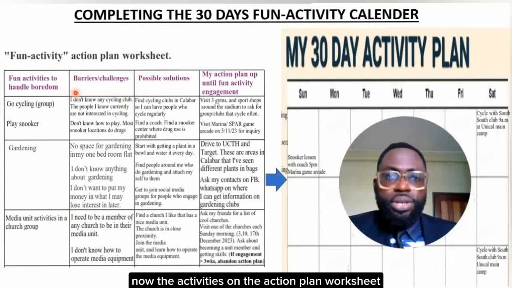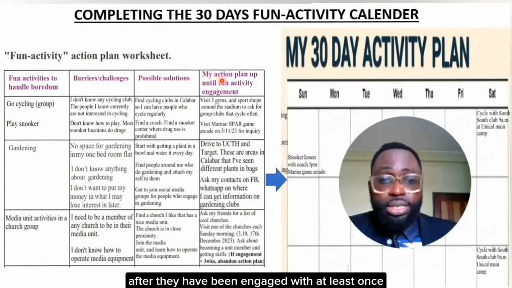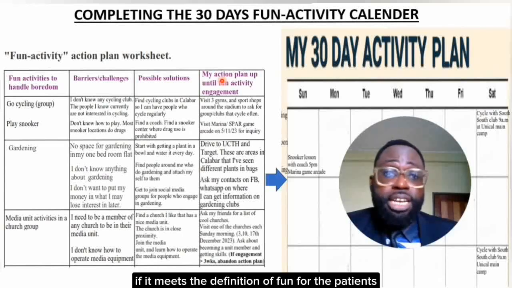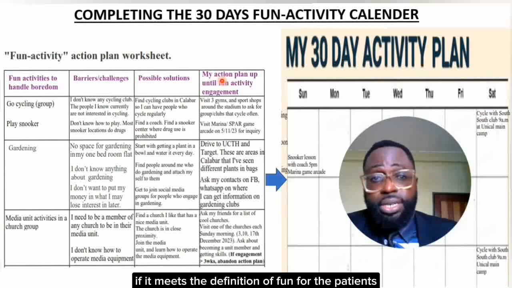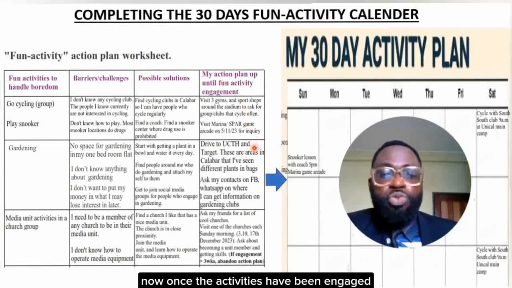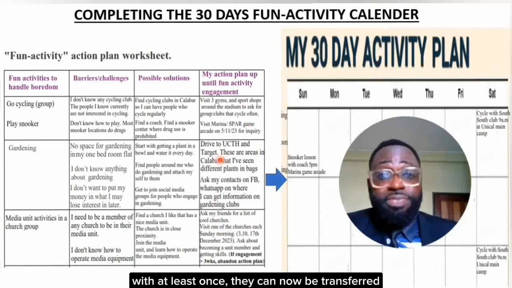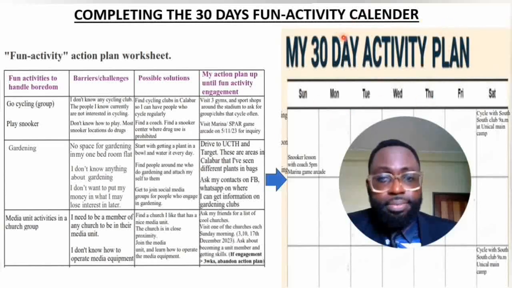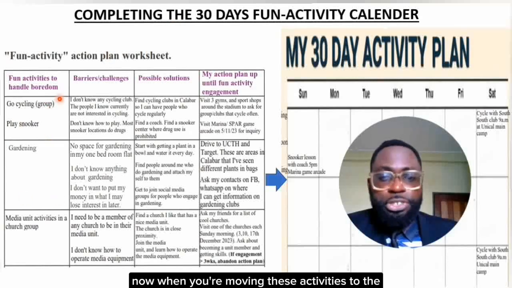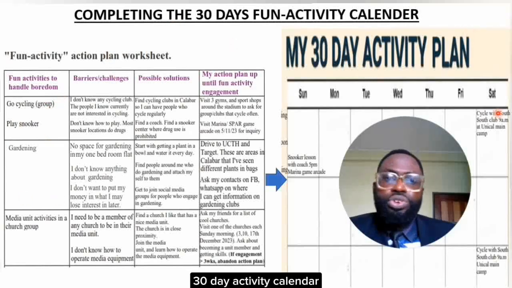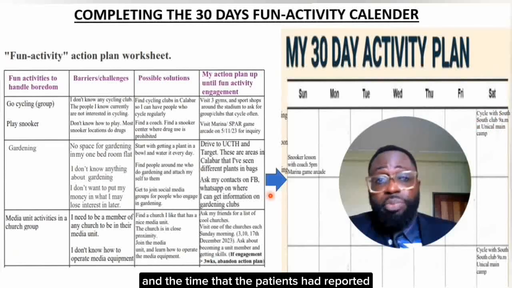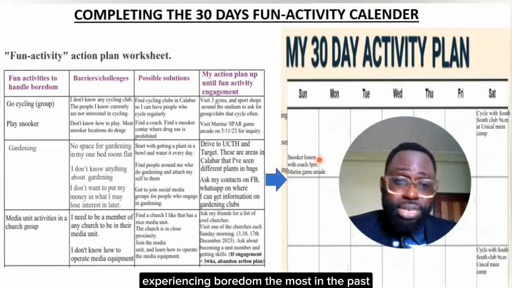Now, the activities on the action plan worksheet, after they have been engaged with at least once: engaging with them at least once is a way of testing if it meets the definition of fun for the patient. Once the activities have been engaged with at least once, they can be transferred to the 30-day activity calendar. When you're moving these activities to the 30-day activity calendar, you will write the activities under the days and at the times that the patient had reported experiencing boredom the most in the past.